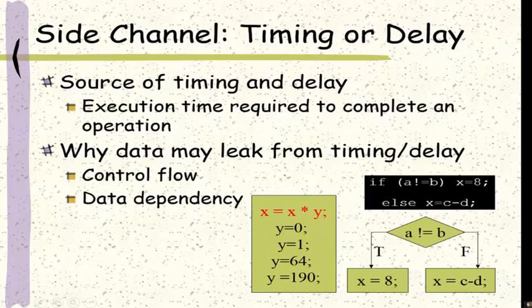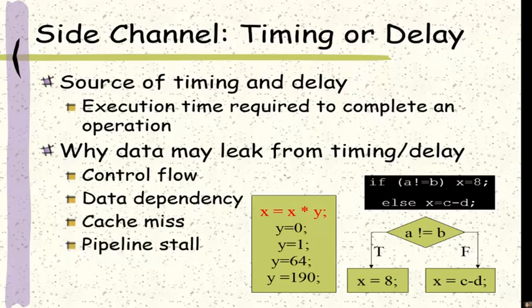In addition, monitoring execution time can also reveal whether cache misses and pipeline stalls have happened. This may also leak the memory content, in particular the cache memory content.